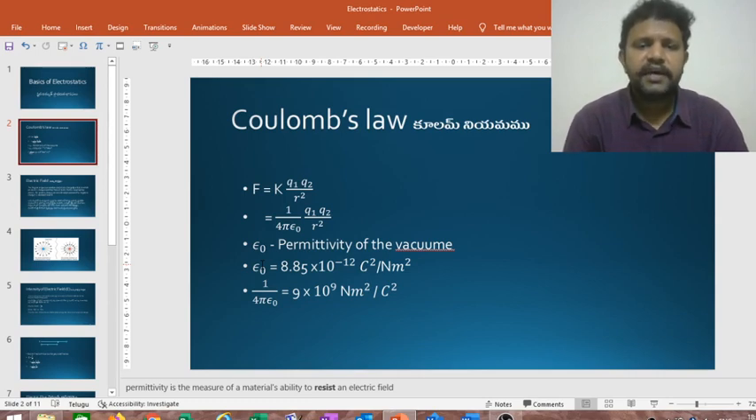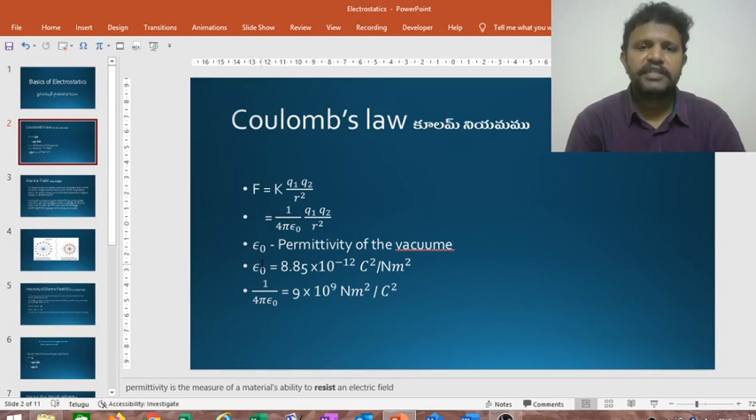And epsilon naught is the permittivity of the vacuum. Its numerical value is 8.85 into 10 power minus 12 Coulomb square per Newton meter square. And 1 by 4 pi epsilon naught is equal to 9 into 10 power 9 Newton meter square per Coulomb square. These values are very important in solving the numerical problems.